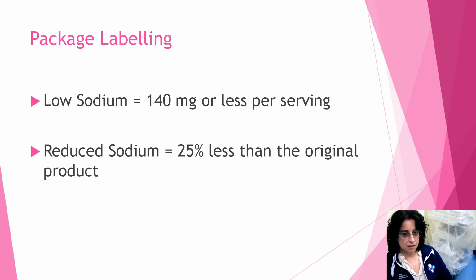So what that means is if you bought, let's say, a canned soup that is 1,000 milligrams per serving, and you say, okay, that's too much, I can't have that anymore, so you buy the reduced sodium version of that particular soup. Because it's only 25% less, it's still going to have 750 milligrams of sodium in it, which is still too much for you. So you would be better off looking for a low sodium version of that soup, where there's 140 milligrams or less per serving. It can be a little bit confusing, but once you know the definition, you'll know which one to gravitate toward. As a rule of thumb, you're better off gravitating towards something that is low versus something that is reduced.